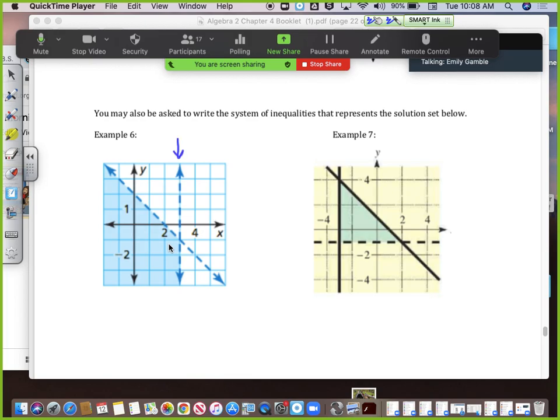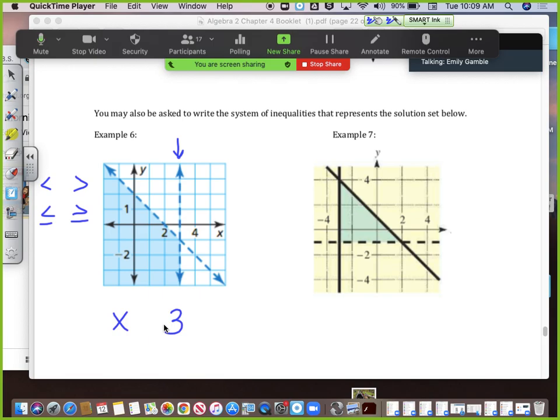If this was just a straight line, no shading, this would be x equals 3. I know that because every vertical line starts with x, and it's at 3 on the x-axis, which is where I got the 3 from. Now, because we are in an inequality section, this equal sign is not going to be an equal sign. It's either going to be a less than, greater than, less than or equal to, or greater than or equal to sign. To determine that, we first look at the type of line it is. Because it's a dotted line, it's going to be either a less than or greater than symbol. So I know it's one of the top two.